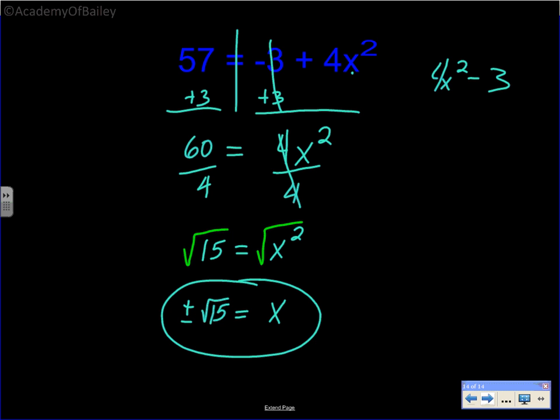Folks, that's all we have for today on solving quadratics by finding square roots. There are a few other ways of solving quadratics. This is the way that you'll probably do it if b is equal to 0.